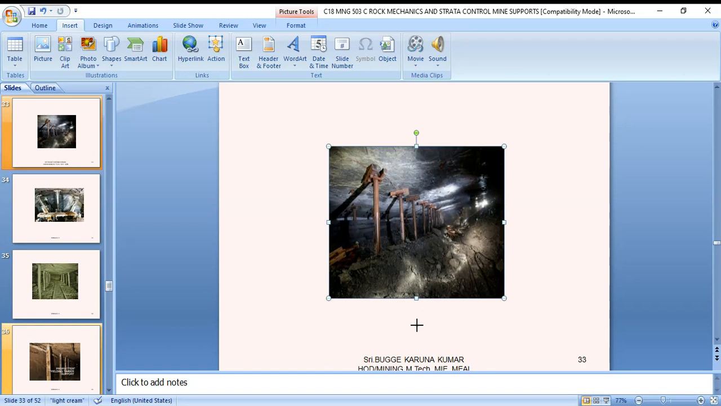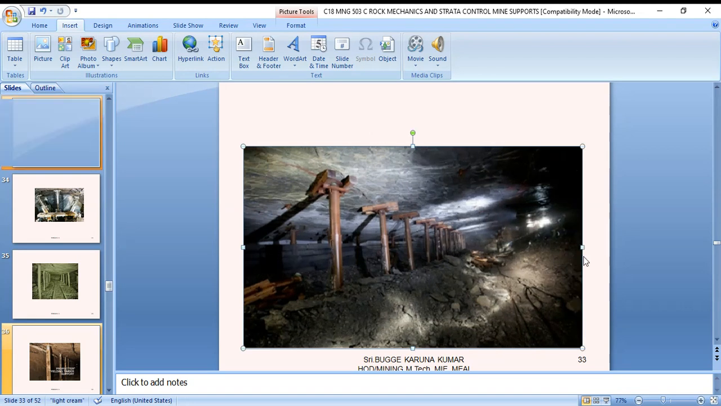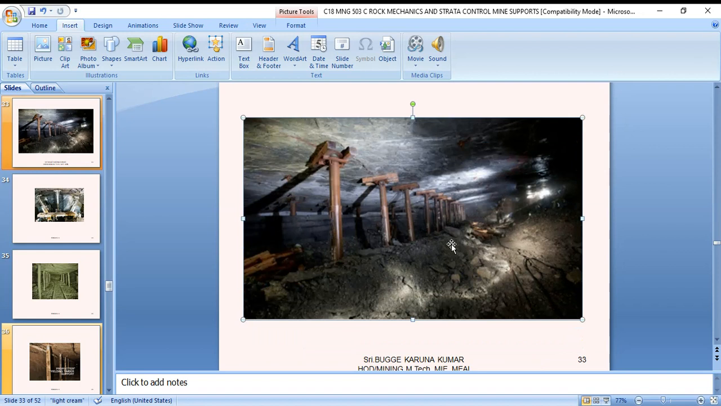How this, what you call this, is a prop, wooden props, how they are erected in the areas. I'm going to show you here. So timber is the most common support. Timber is commonly used material for support in the mines as it is cheap and easily available.